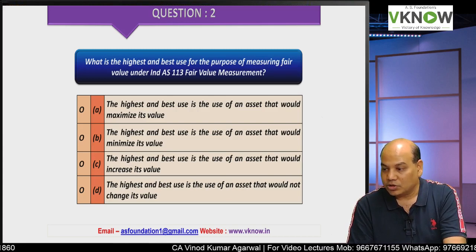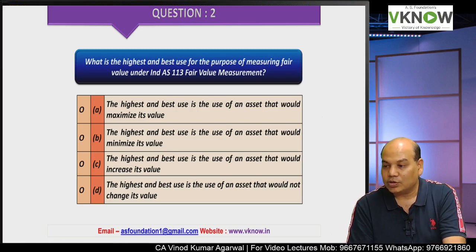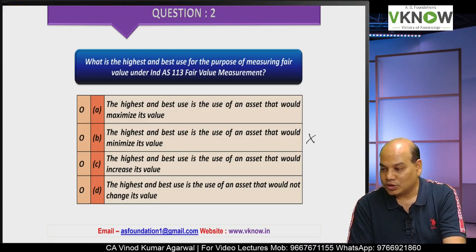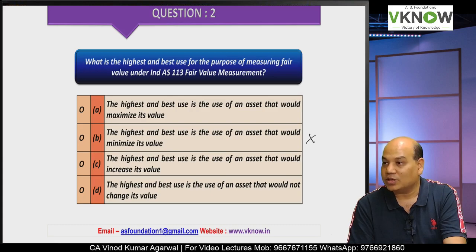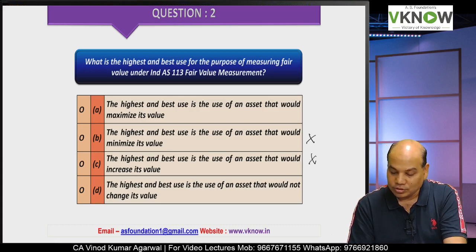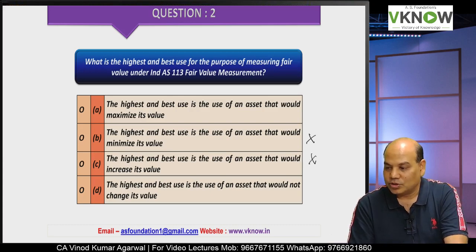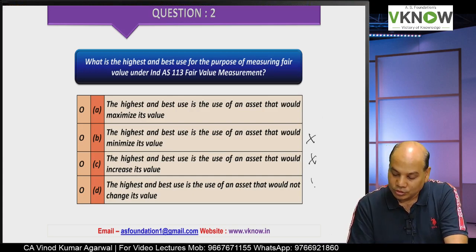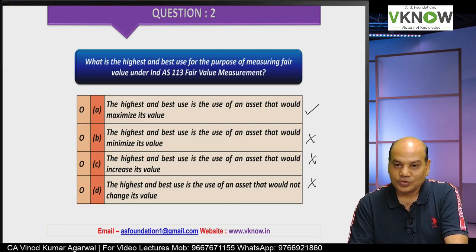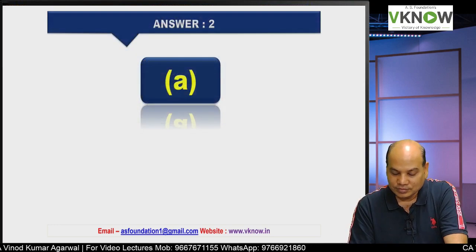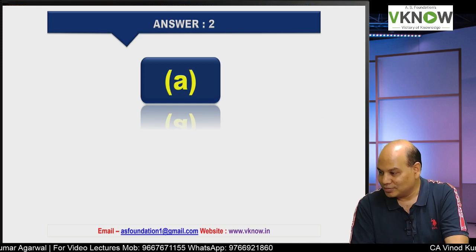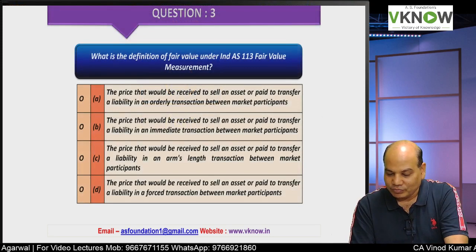The highest and best use is the use of an asset that would minimize its value. This is wrong. Eliminate. The highest and best use is the use of an asset that would increase its value. Wrong. The highest and best use is the use of an asset that would change its value. Wrong. So what is the right answer? A is the right answer. Very good. Keep answering.